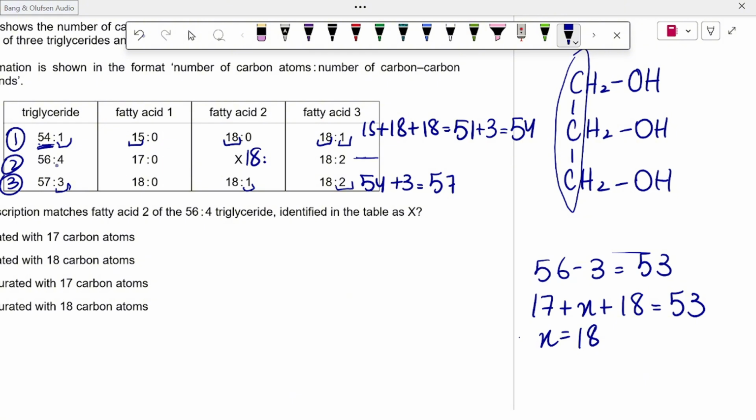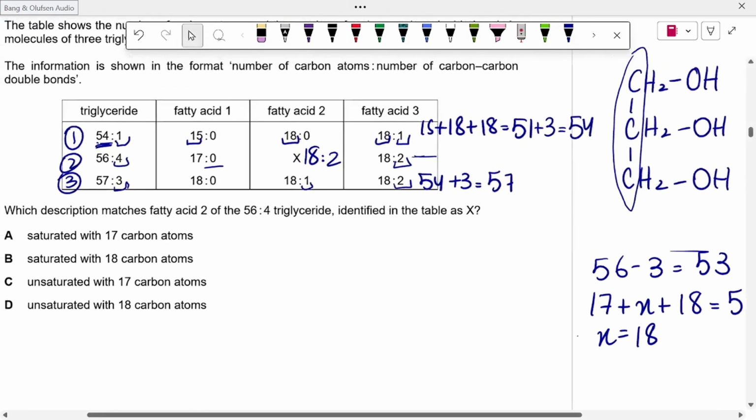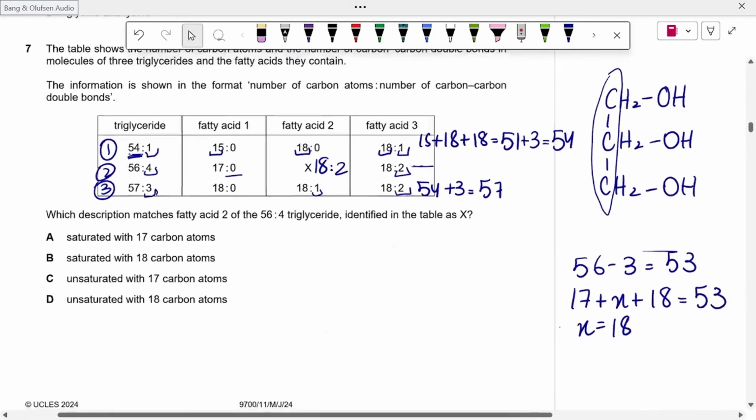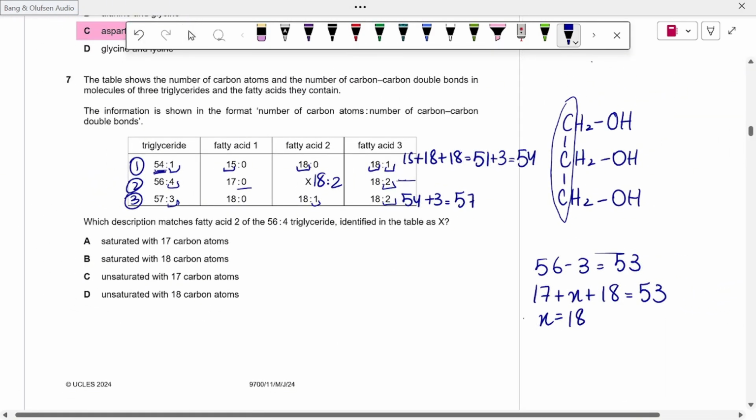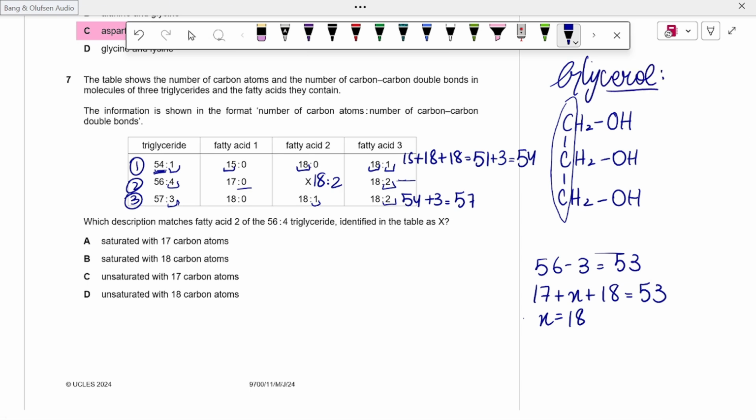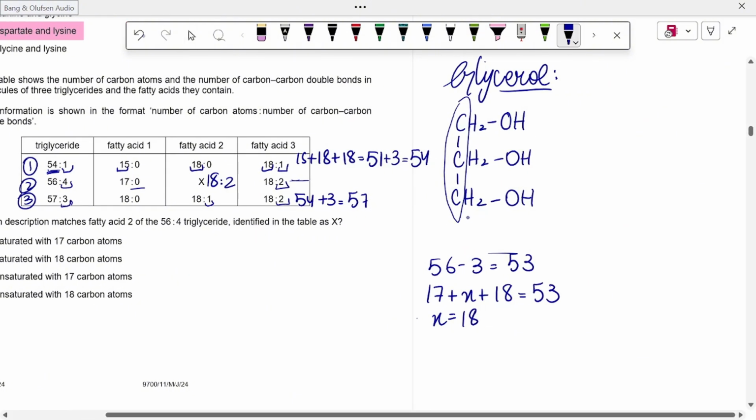How many double bonds will there be? 4. Here there are 2, obviously. Here there is 0 in fatty acid 1, so obviously the remaining double bonds will be in your fatty acid number 2. This is a slightly math-based question, but for this you should know the structure of your glycerol. 3 carbons are coming from your glycerol. Here is the structure, this happens in all of them.